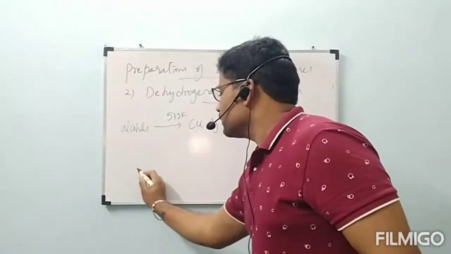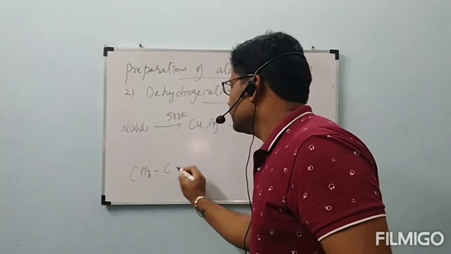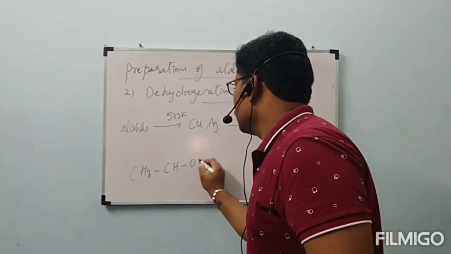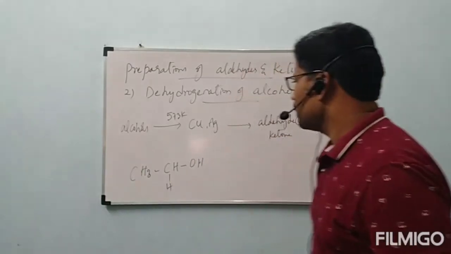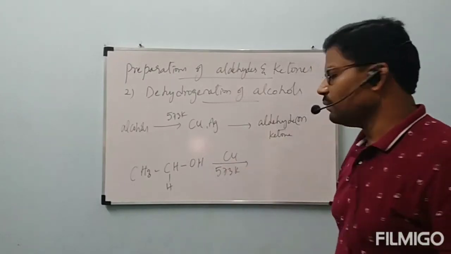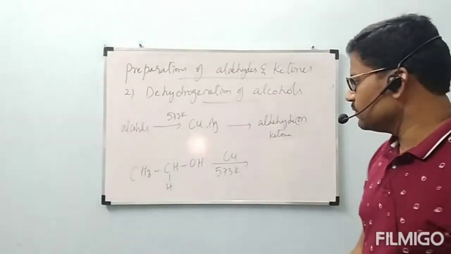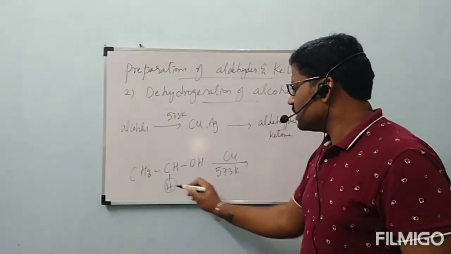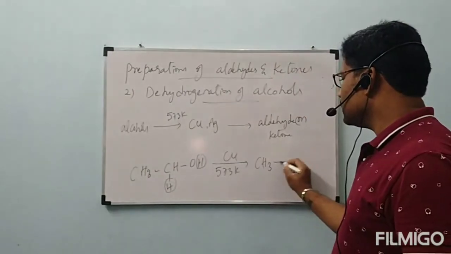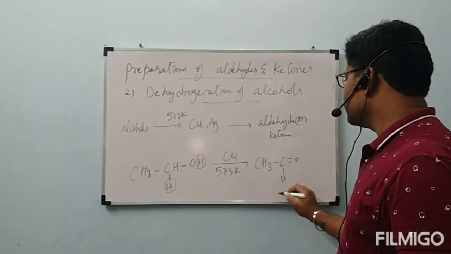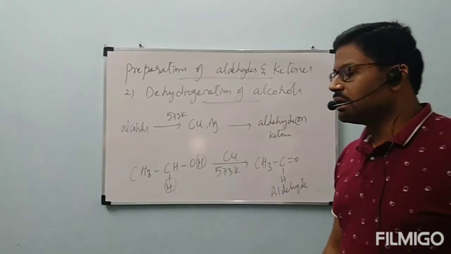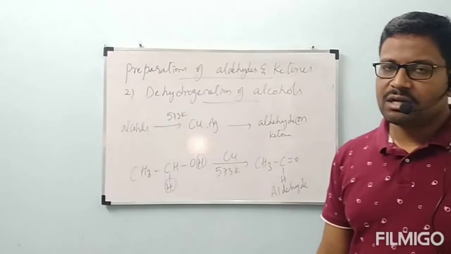Now let us consider an example. CH3CH2OH is passed over copper at 573 Kelvin, above 500 Kelvin. Then the hydrogen present on this carbon and the hydrogen present on this oxygen will be removed. We will get CH3CHO, which is an aldehyde. If you take a primary alcohol, we will get an aldehyde. If you take a secondary alcohol, we will get a ketone.